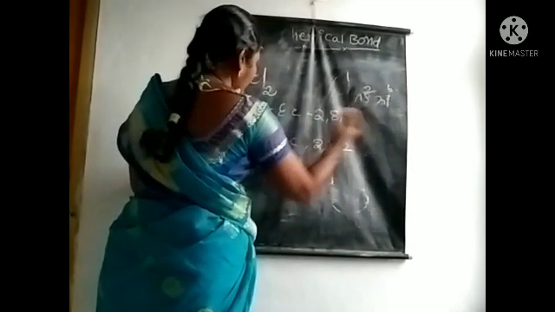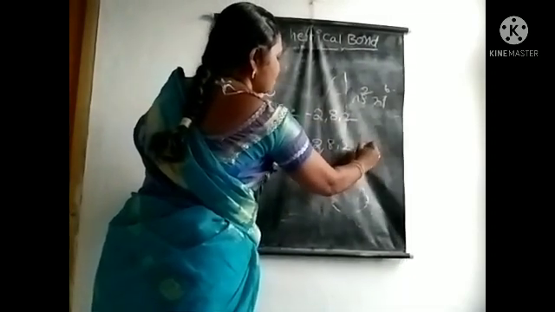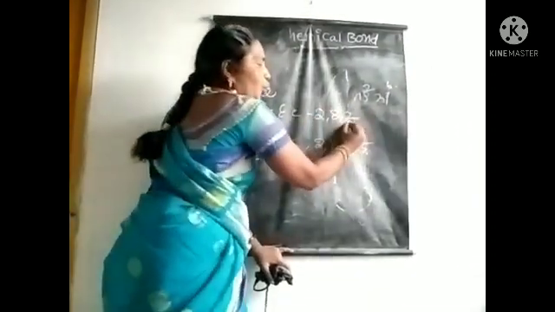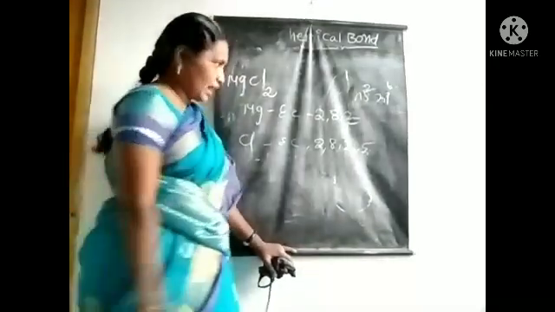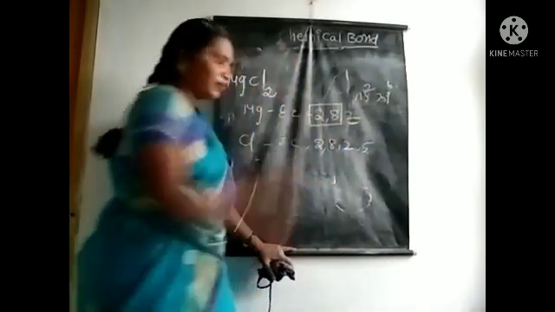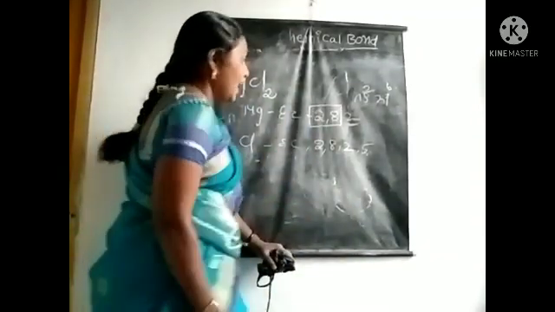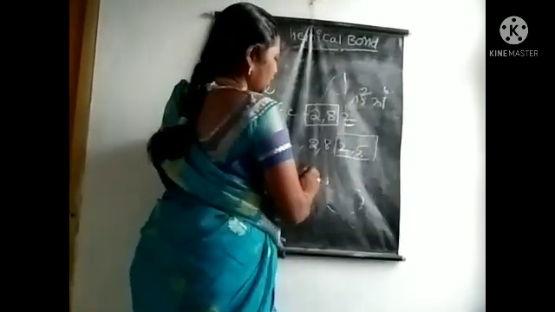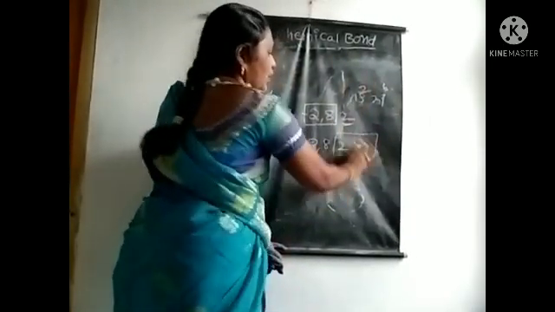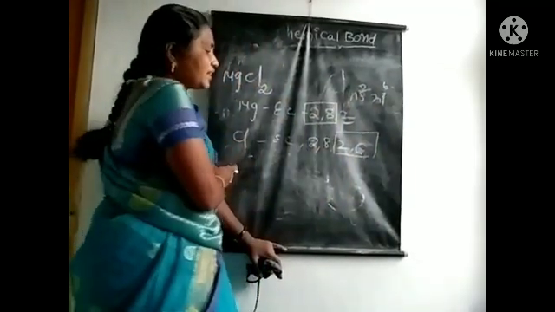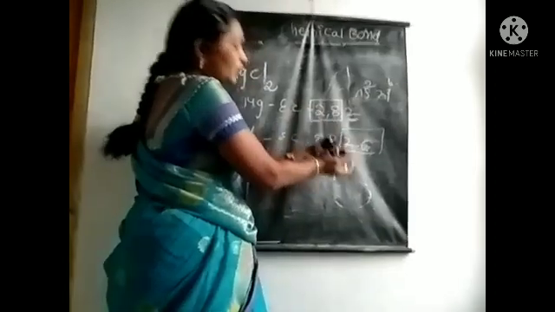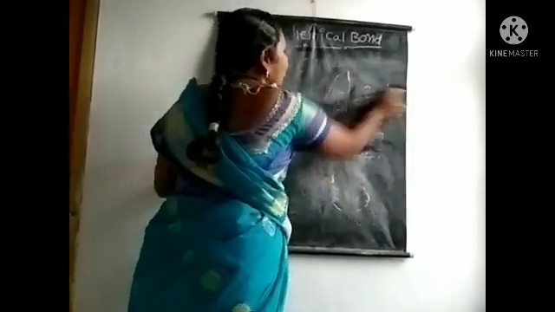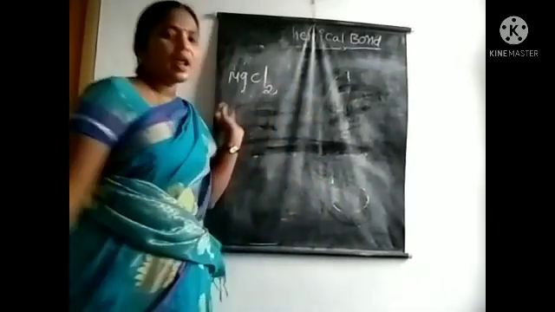2, 8, 7. Here, magnesium is ready to give 2 electrons in its outermost shell to form inert gas configuration. Here, chlorine is ready to gain electrons. Sorry children, here chlorine is ready to gain 1 electron each. Here a bond is formed between magnesium and chlorine. This is also an example for ionic bond.